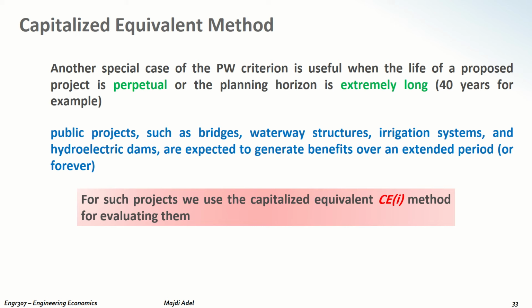Now, how do we calculate the present worth? This is what we call the capitalized equivalent method. We use it to evaluate the present worth of projects with perpetual life, infinite life, or extremely long life.